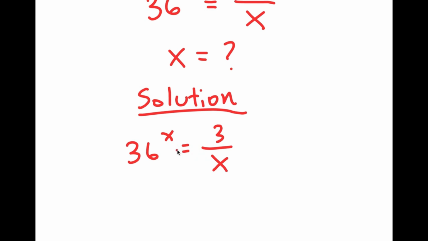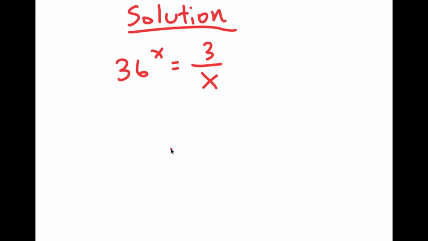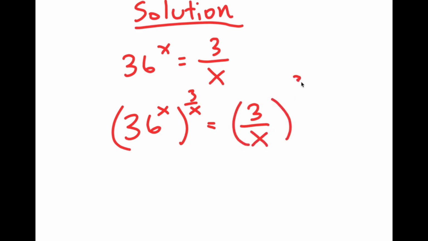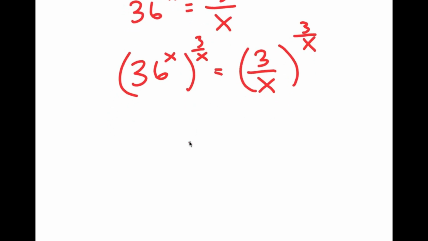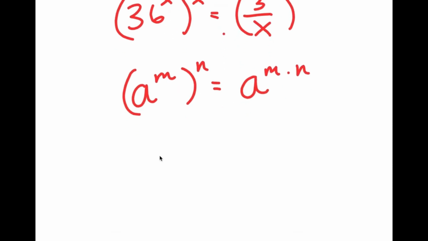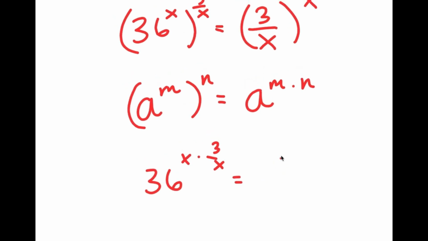And what I'm first going to do is take the power of 3 over x on both sides. So now I have 36 to the power of x to the power of 3 over x is equal to 3 over x to the power of 3 over x. Now, if I have something in the form a to the power of m to the power of n, this is equal to a to the power of m times n. So 36 to the power of x to the power of 3 over x is going to equal 36 to the power of x times 3 over x. And this is equal to 3 over x to the power of 3 over x.